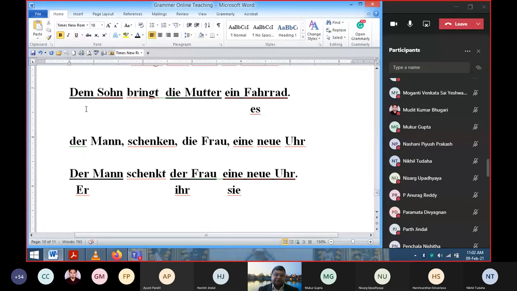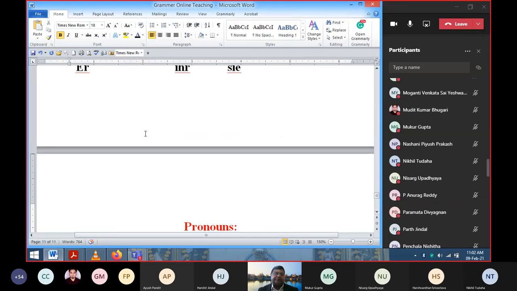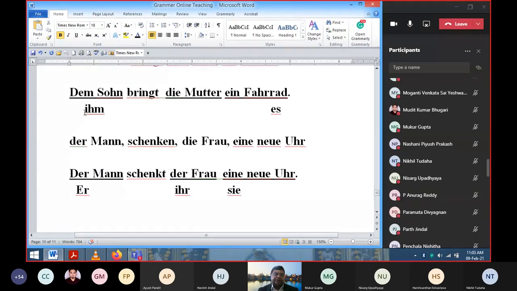Ihm. Correct. Ihm means now it's dative. So dative, this one, masculine singular, ihm, to him. Ihm means to him. So dem Sohn, ihm. And then for die Mutter, sie. So now ihm sie es. The meaning will be the same. Means mother brings a bicycle to the son.